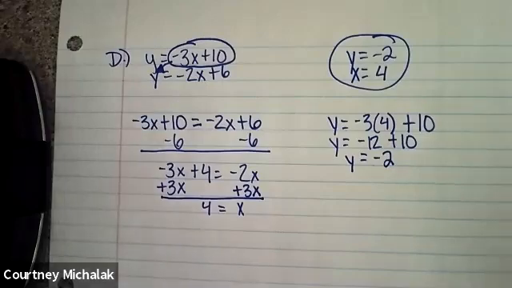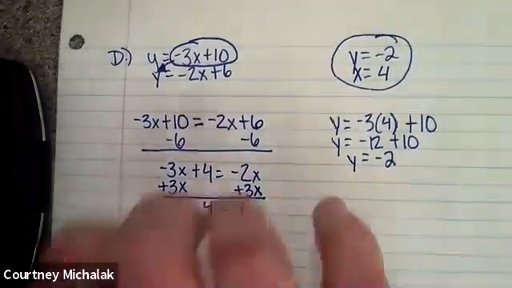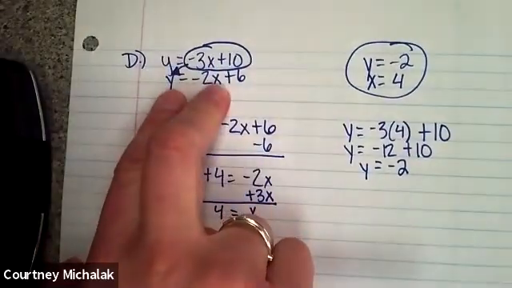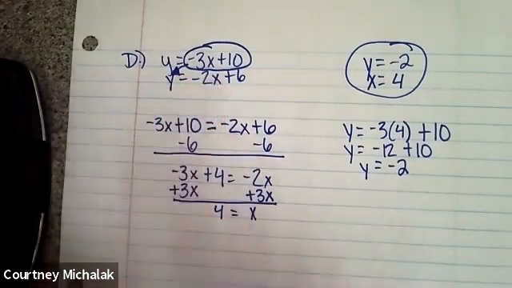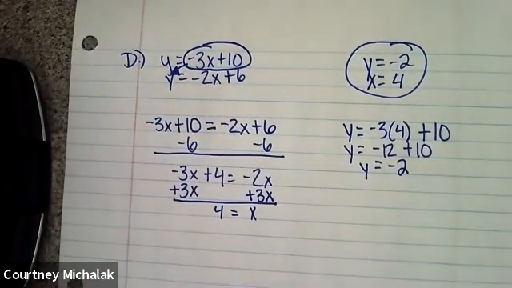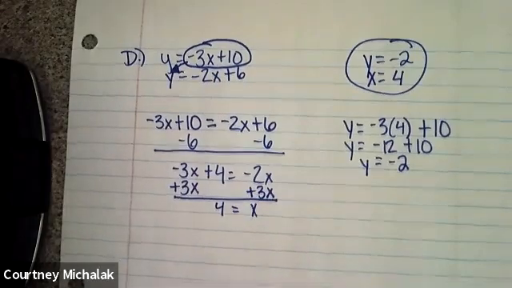And again, you can check your work by plugging both of those values in to one of the equations, and you should get a true statement. If you don't get a true statement, something went wrong. Okay, let's look at one more type of system.